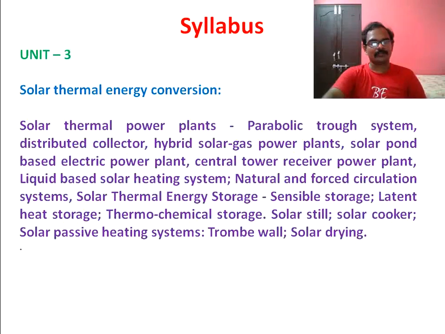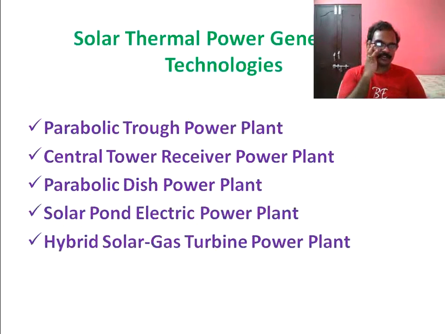Right. Now the first part of this is solar thermal power generation technologies. There are many, but in the syllabus we have 5 different technologies. Now let's concentrate on these 5 different technologies. The first one is a parabolic trough power plant. Second one is a central tower receiver power plant. Third one is parabolic dish power plant. Fourth one is solar pond electric power plant. And the fifth one is hybrid solar gas turbine power plant.